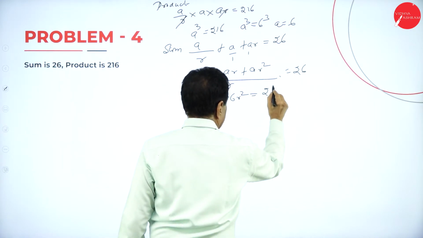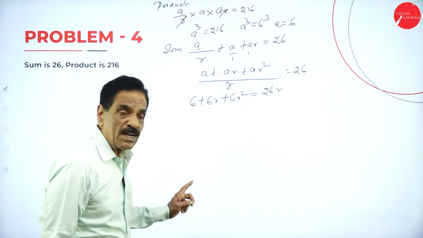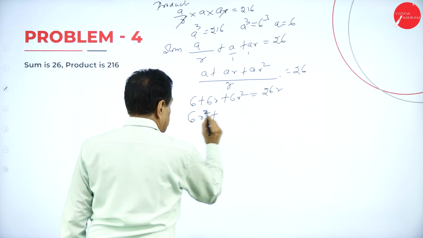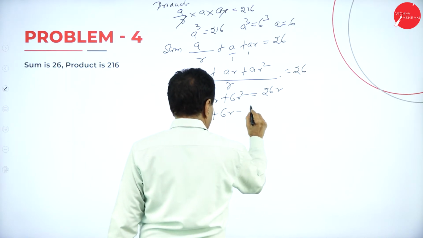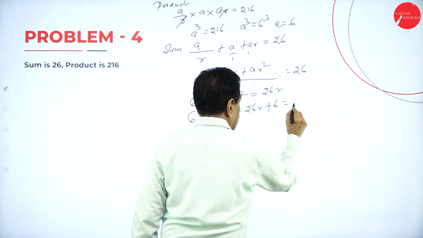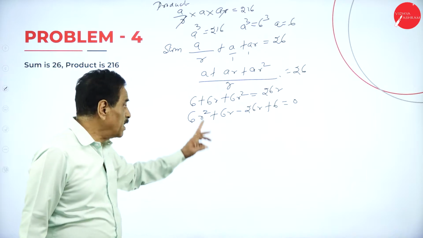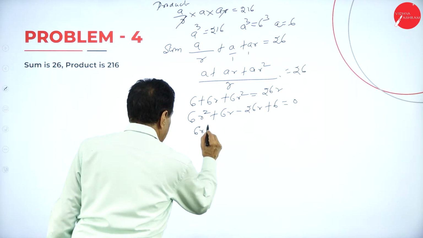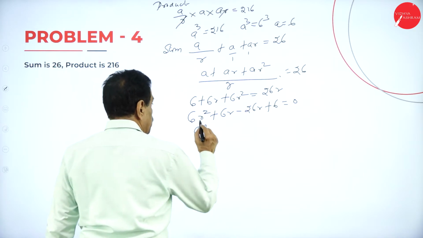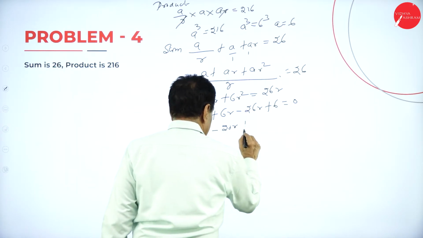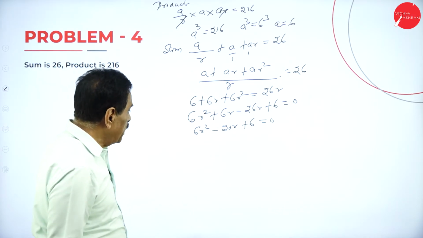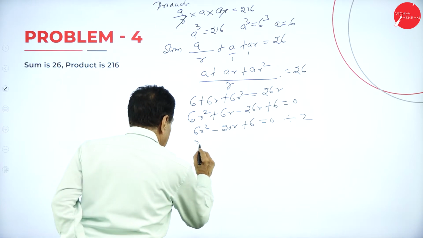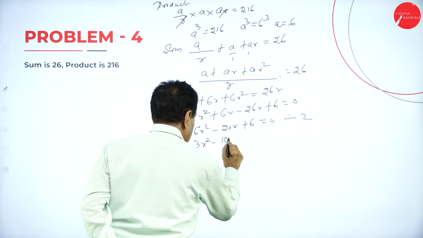Multiply by R: 26R. So 6, 6R, 6R square, equals 26R. 6R square plus 6R, take the 26R across: 6R square minus 26R plus 6 is equal to 0. That means 6R square minus 20R plus 6 is equal to 0. Is it divisible by 2? 3R square minus 10R plus 3.